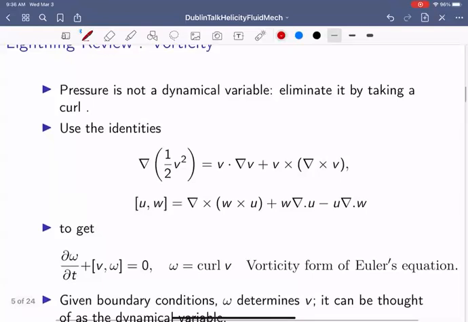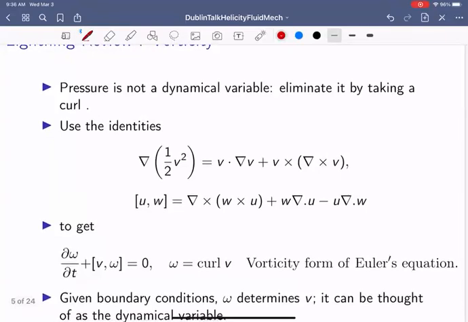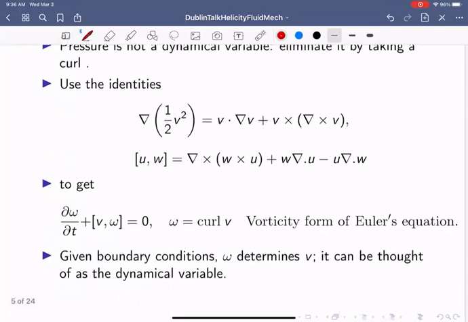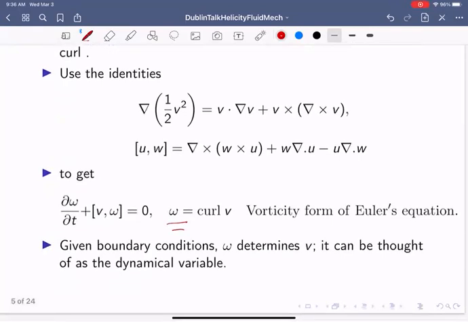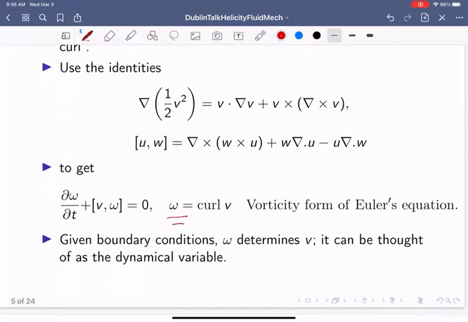Pressure can be eliminated by taking the curl of both sides and using some fairly straightforward identities. Now, if you take the curl of velocity, you get vorticity. And the equation can be written in terms of vorticity. And this is a standard thing you'll find in all fluid mechanics books, certainly in the 19th century books. Already, this is very well discussed.